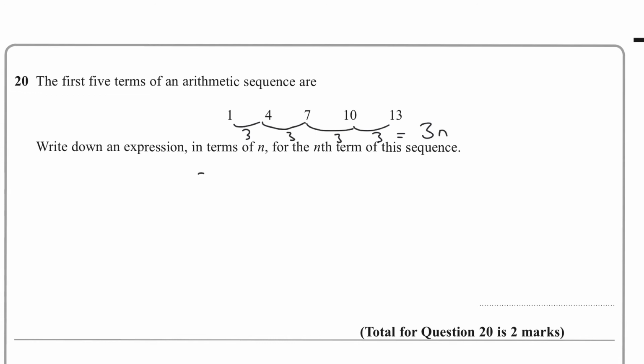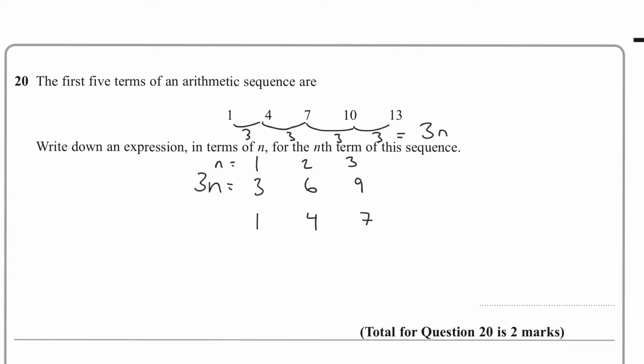Then if we work out our first values of 3n when n is equal to 1, 2, and 3. I always go with 3 because 3 is a nice number. So 3n when n is 1 will be 3. Then you've got 6, then you've got 9. Our terms at the moment are 1, 4, and 7.